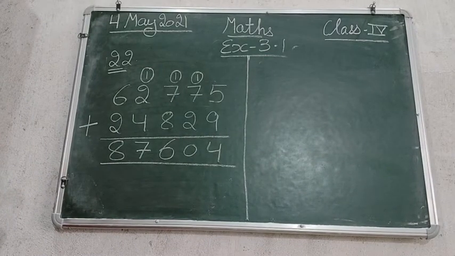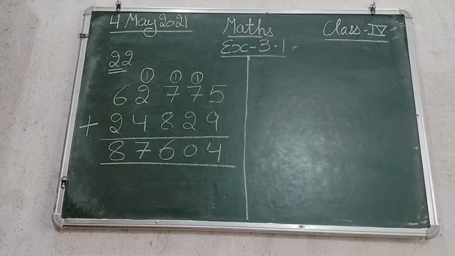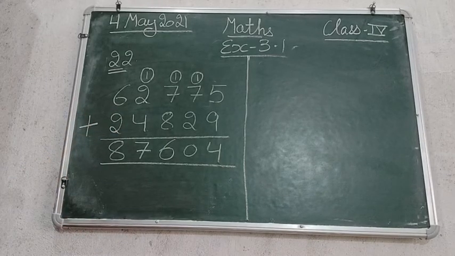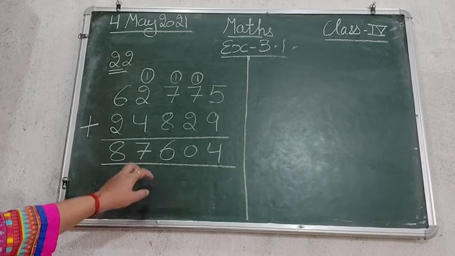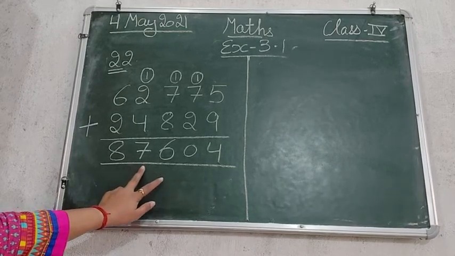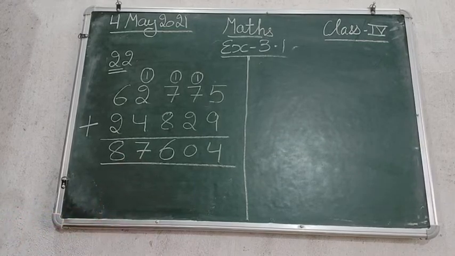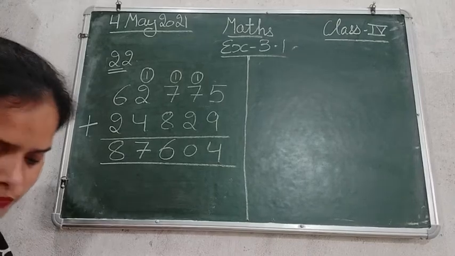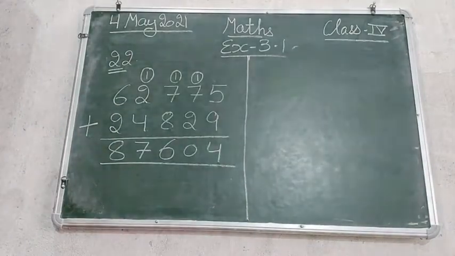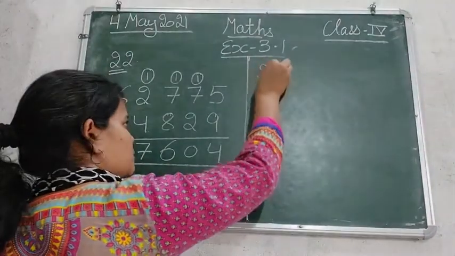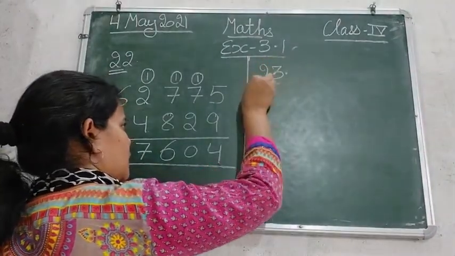So after adding 62,775 with 24,829, we got the answer. This is 87,604. Okay. So this is question number 22. Chaliye. Now let's move to question number 23. Let's do question number 23.